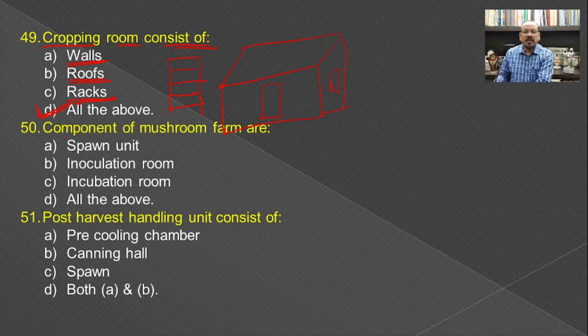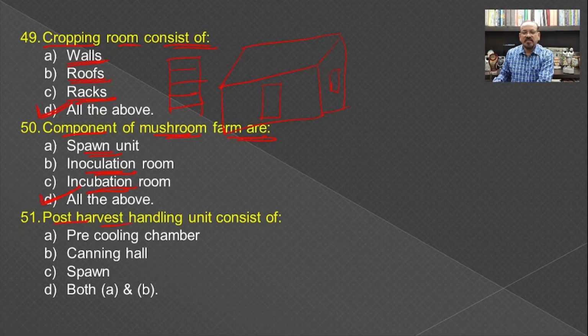Then components of a mushroom farm are: the mushroom farm must have the spawning unit, then the inoculation room and the incubation room. So all the above become the answer for this question.